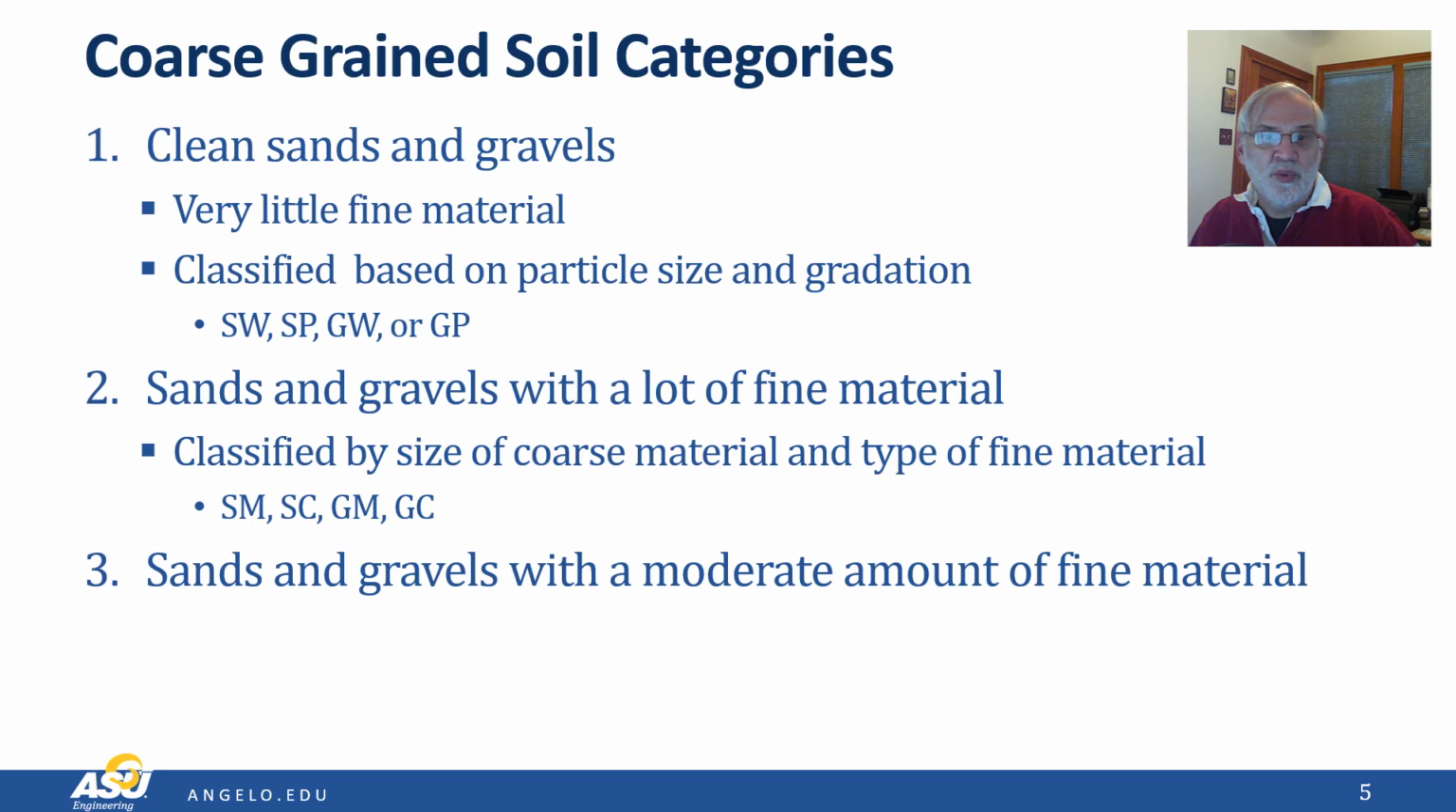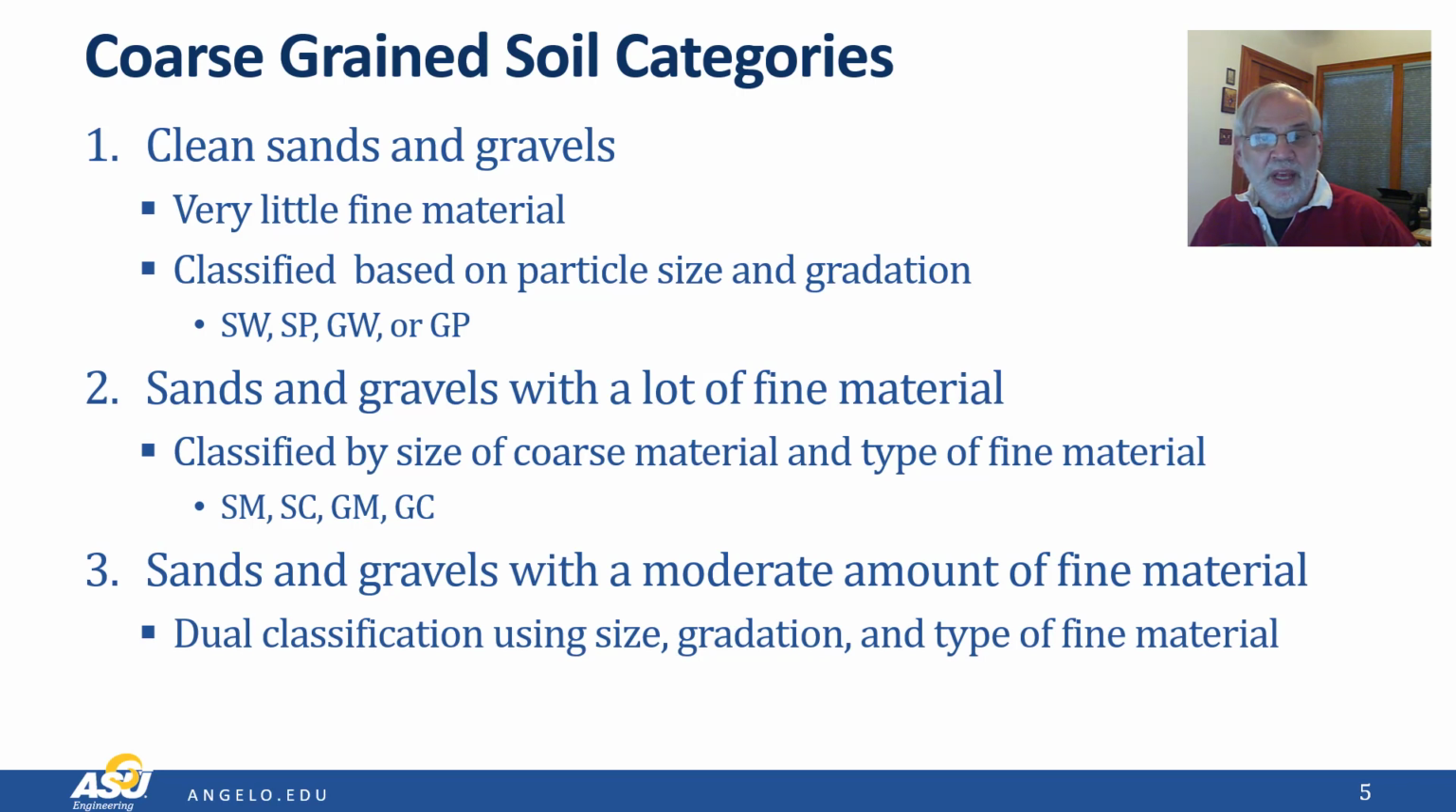The third category are soils with a moderate amount of fine material. These are in-between soils and will be classified both on their gradation and on the type of fine material they contain. These soils will get a dual classification such as SW-SC, well-graded sand with clay, or GP-GM, poorly graded gravel with silt. These three categories aren't an official part of the ASTM standard, but they help us to understand the classification process. With these three categories in mind, let's take a detailed look at the coarse grain soil classification process.